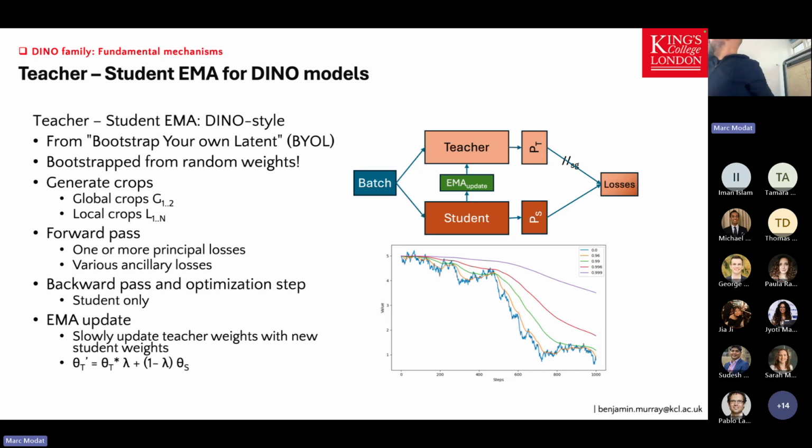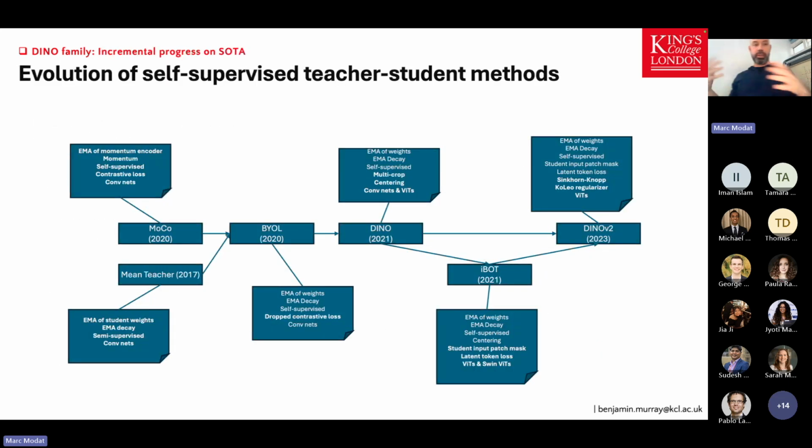And typically they use values like 0.996 or 0.999, which means that they are learning very slowly compared to traditional methods, but they're learning very stably. And essentially this provides this sort of asymmetry, which allows the student to keep learning essentially without collapsing to nothing. Although, as we'll see, there are auxiliary losses which are added to make sure that it doesn't collapse.